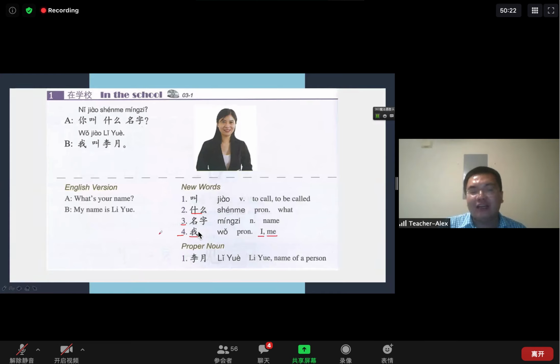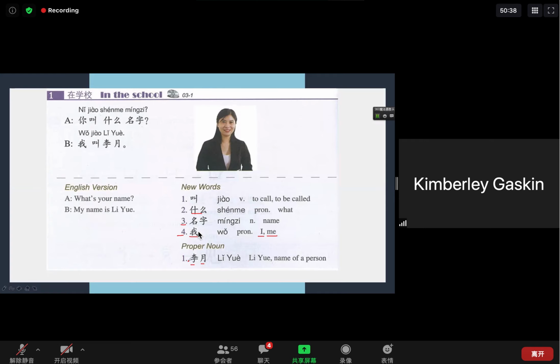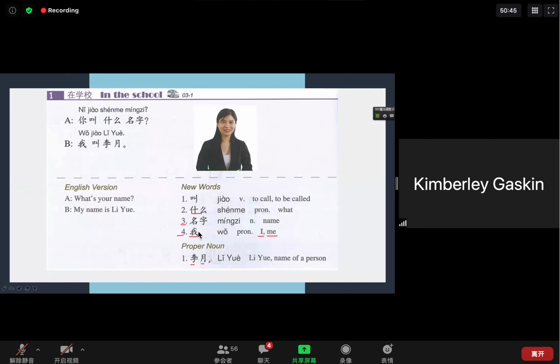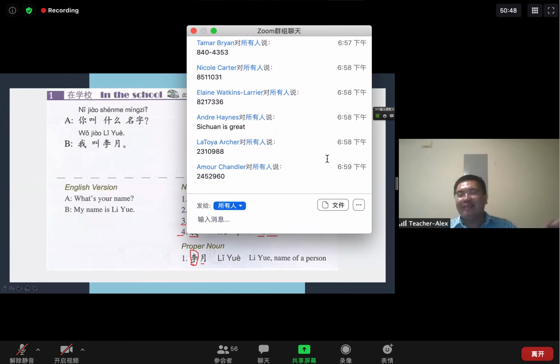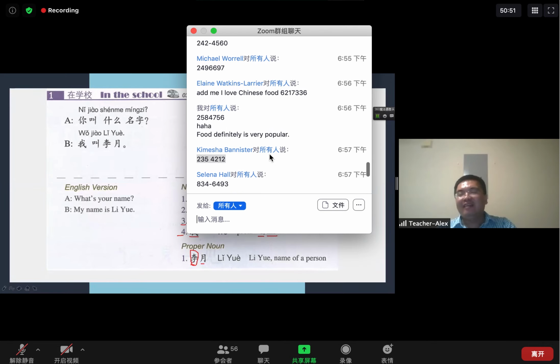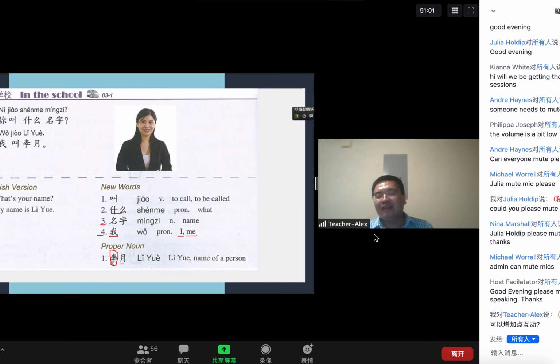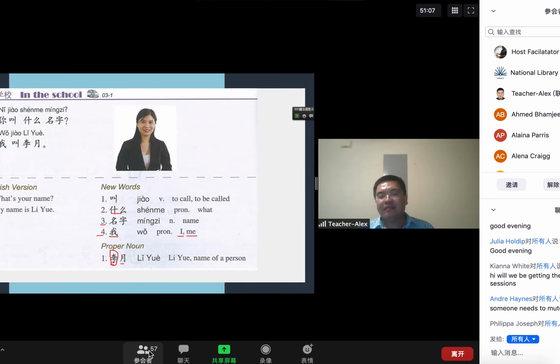And in the dialogue, there is a Chinese name called Li Yue. Can you guess Li and Yue, which is the surname? Li is his surname. Yeah, correct. In Chinese, it is different from the Western world. In English, you have the surname at last. But in China, we have the surname first, Li Yue. So Li is her surname. I think it's a girl. Yue is her name.